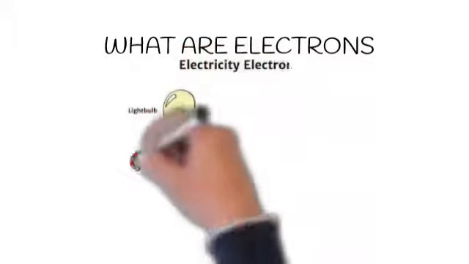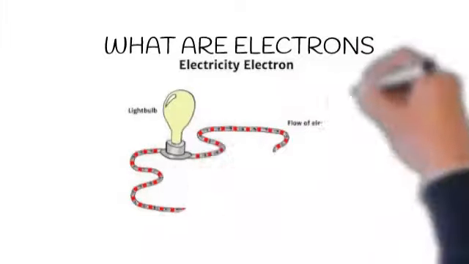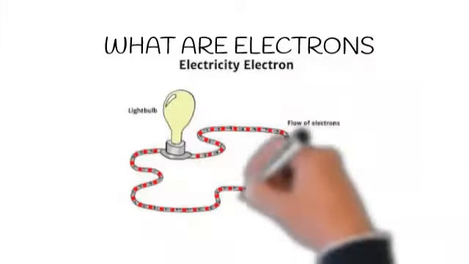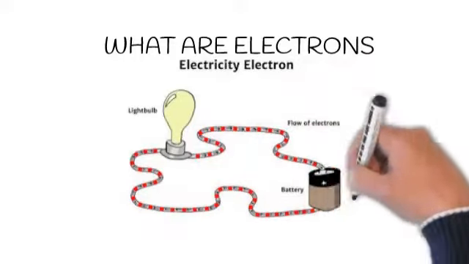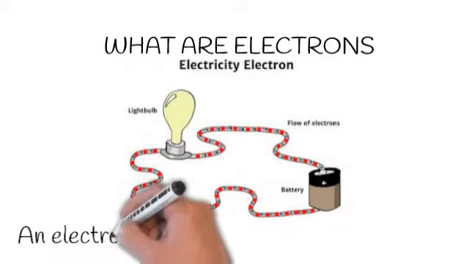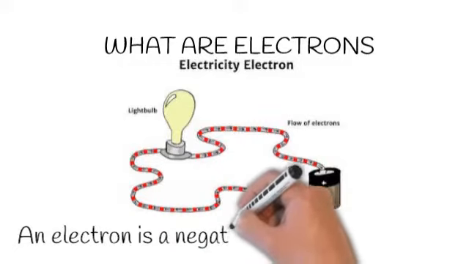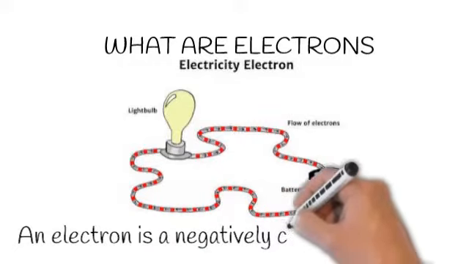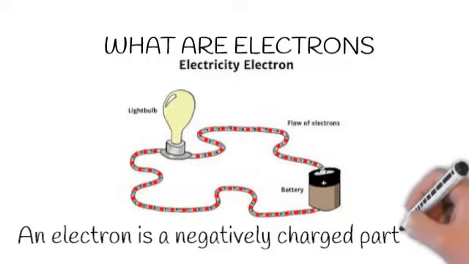Now, look at the diagram right there. We have the electrons, we have the light bulb, and we have the flow of electrons right there. From this, we'll be able to define what an electron is. An electron is a negatively charged particle.